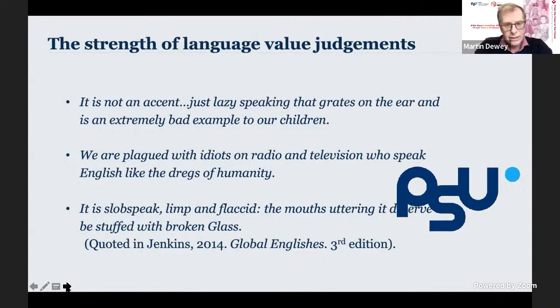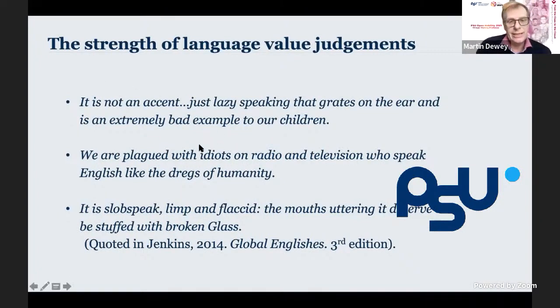And just to illustrate that further, here are some examples of language attitudes that have been recorded in the media, from newspapers. This is quoted from a book on global Englishes by Jennifer Jenkins. You can see that these are all written in response to a British English accent spoken in London. So it's lazy speaking, extremely bad. That's very interesting. It's not just describing the accent as lazy speaking. It's commenting on how this accent can have an impact on children's behavior. So there's a moral assumption here, people relating non-standard language use with moral behavior.